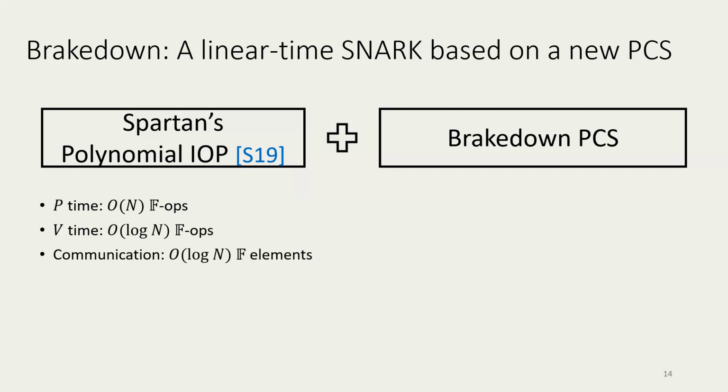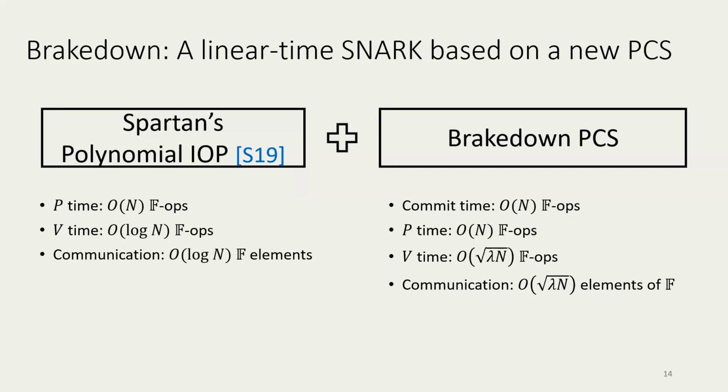In Brakedown's polynomial commitment scheme, the commit time and the prover's time to prove an evaluation are both a linear number of field operations. The verifier time and communication are square root of lambda times n.